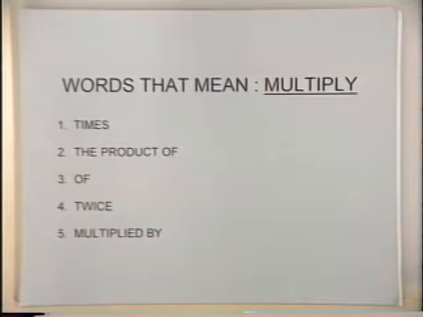The word of is used primarily when you are working with percents or with fractions. If you say 1/2 of, then you would translate that as 1/2 times. If you say 30% of, then you would be multiplying 30% times something else. So you really need to be aware that that word of is translated as times. Of course, we often say the word twice. Twice is another way of saying 2 times. So when you say twice a number, you are implying that you are multiplying that number by 2. And of course, multiplied by is rather self-explanatory that you are doing multiplication.